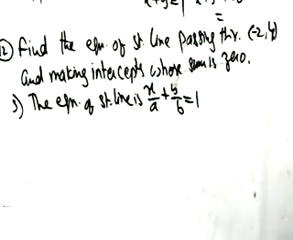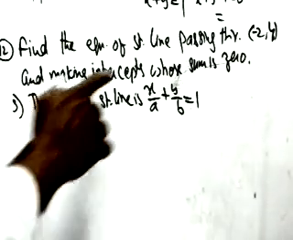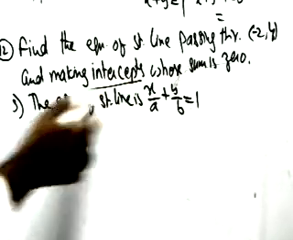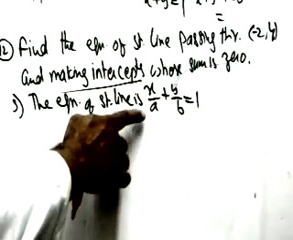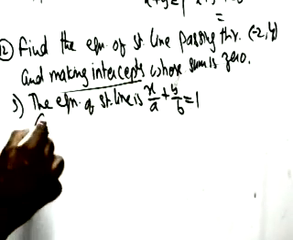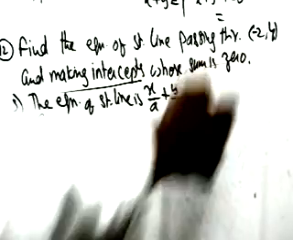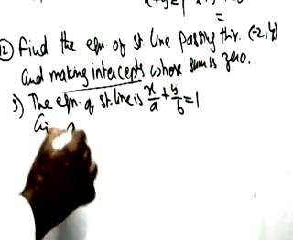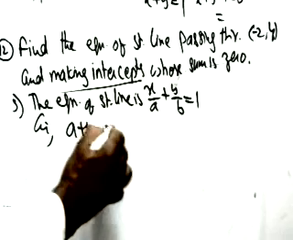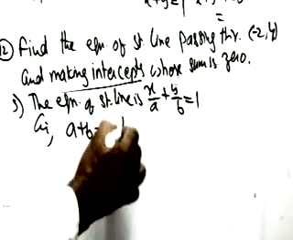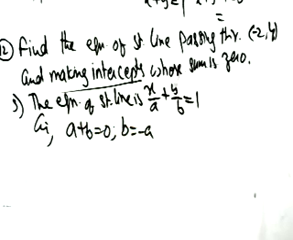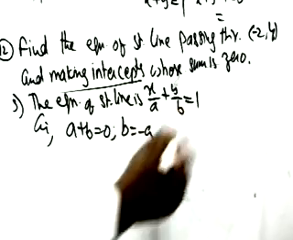See here, find the equation of the straight line passing through the point and making intercepts whose sum is 0. Because we are getting intercepts here, I use the formula of intercept. Now what is given here? Given whose sum is 0. Sum of the intercepts is 0, that is A plus B equals 0. Now bring this A here, so B equals minus A.